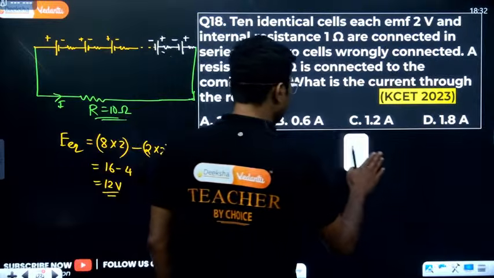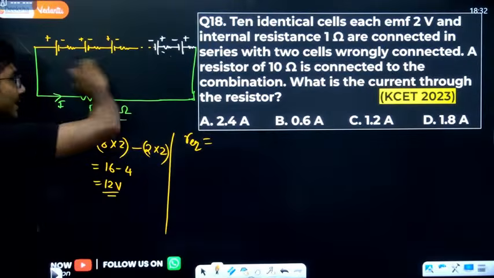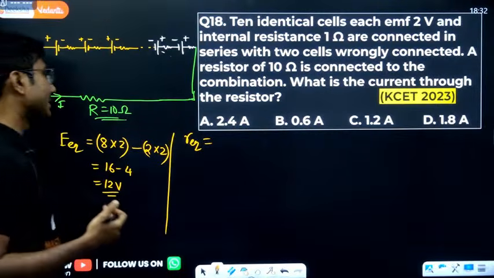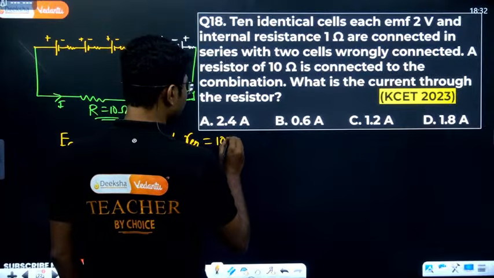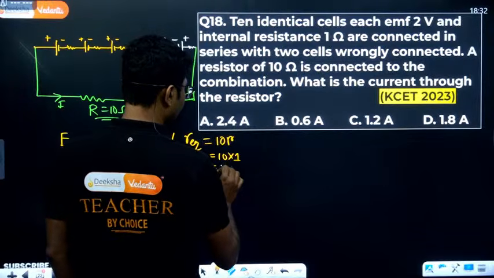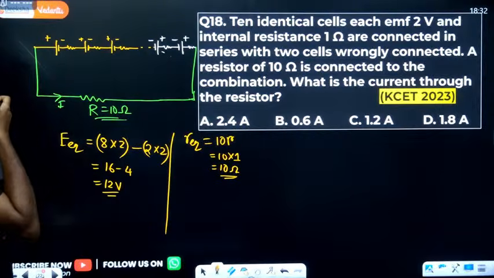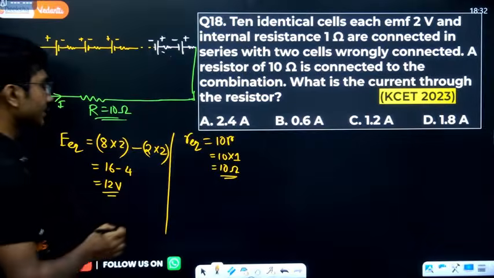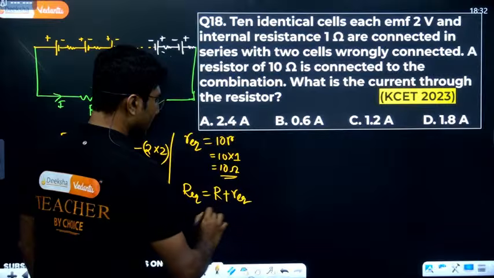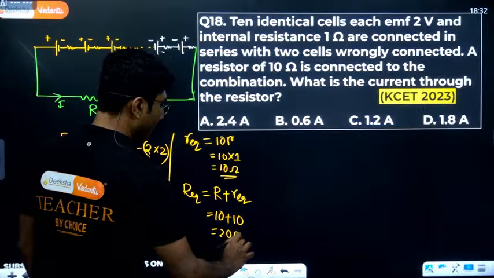Now what about the total resistance of the circuit? Total internal resistance. No matter how the cells are connected, internal resistance always gets added. So total internal resistance will be 10 into small r, which is 1 ohm, that is 10 ohm. So 10 ohm is the equivalent resistance of the cells. So total resistance of the circuit is R plus R equivalent, that is 10 plus 10, that is 20 ohm.